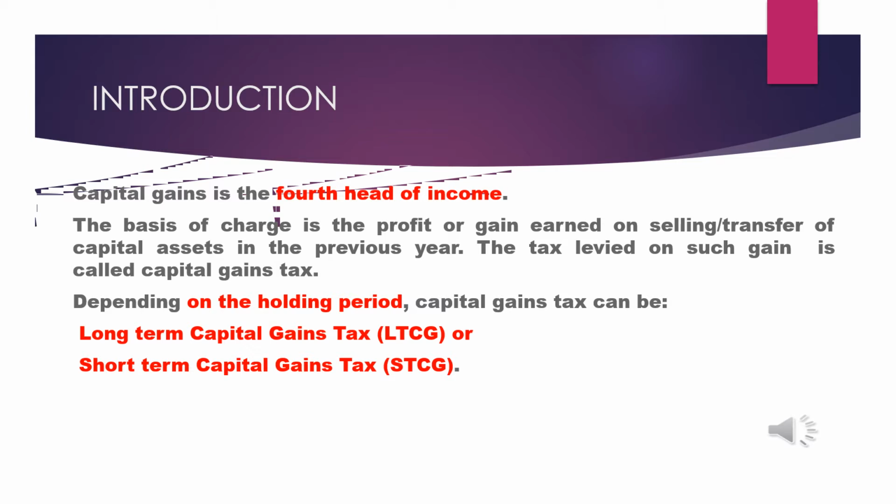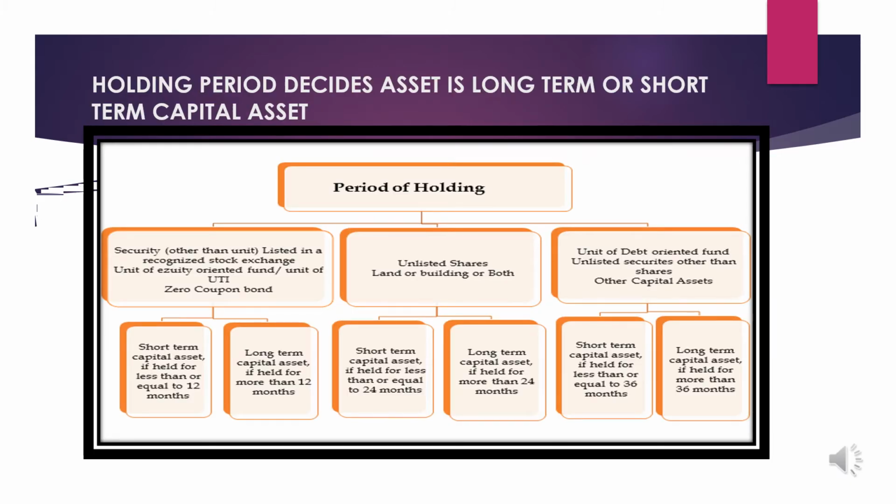This is the basis of charge that we calculate all the gains on the assets which are transferred in the previous year, and depending upon the holding period we can say that either the asset is long term or it is short term, and accordingly the tax is calculated. So here we can see that the period of holding is either 12 months or 24 months or 36 months mentioned. So it means something to do with the time period.